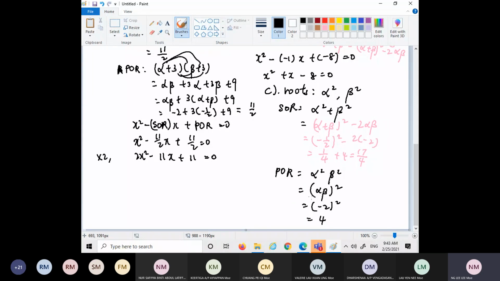Then the last step. I can write here. Write out the quadratic equation: x squared minus SOR, 17/4 x plus POR 4 equals 0. If you don't want the fractions, times 4 to every term. 17 times 4. The textbook seems wrong, they didn't change it. 17 times 4 is what? 68. Sorry, correct, my mistake.